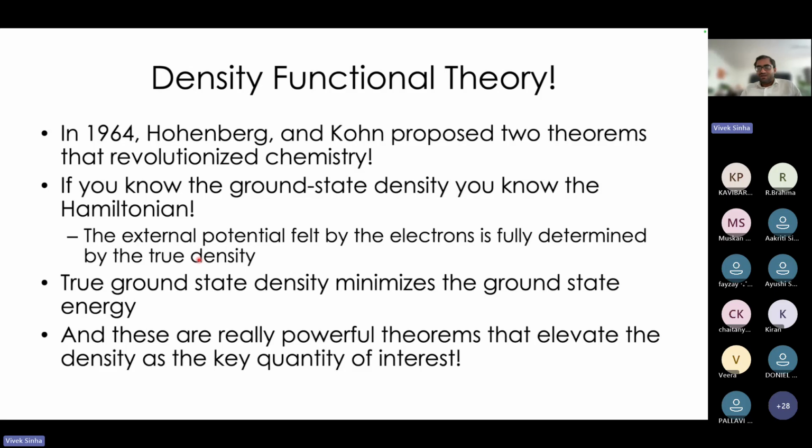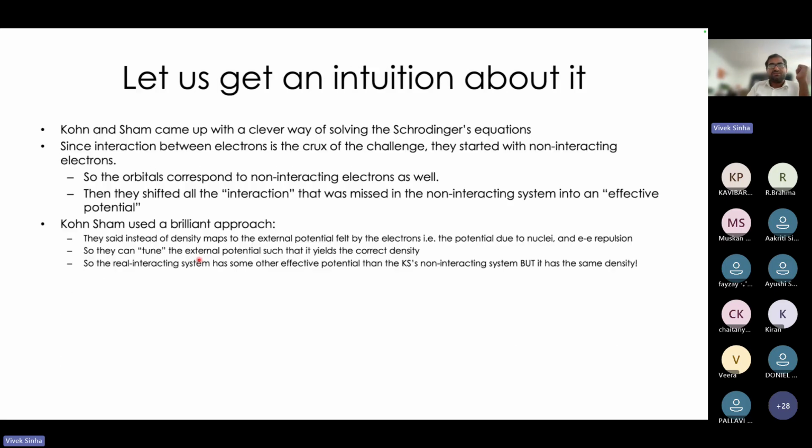And that's where Kohn-Sham's brilliance comes in. So try to get an intuition about Kohn-Sham's idea. Kohn-Sham came up with a very clever way to solve the Schrodinger equation. They say that the interaction between electrons is giving us all the headache. If we do mean field, we are still not able to solve it very accurately. Hartree-Fock is not that accurate.